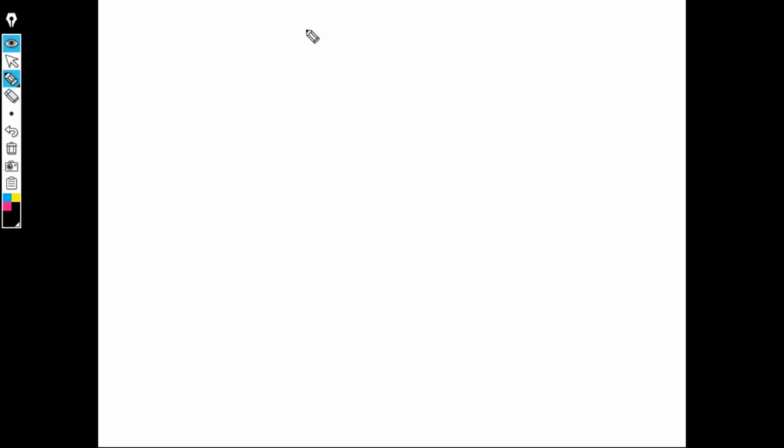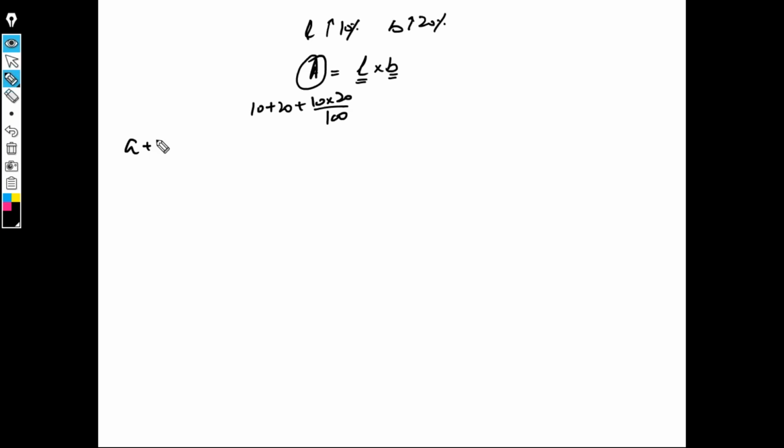So let's say it is given to me that the length of a rectangle is increased by 10% and the breadth is increased by 20%. So what will be the change in the area of the rectangle? We all know that area is length into breadth. If length increases by 10 and breadth increases by 20, so area is going to change by 10 plus 20 plus 10 into 20 upon 100. Right? So you can always go with A plus B plus AB upon 100 in all such cases.